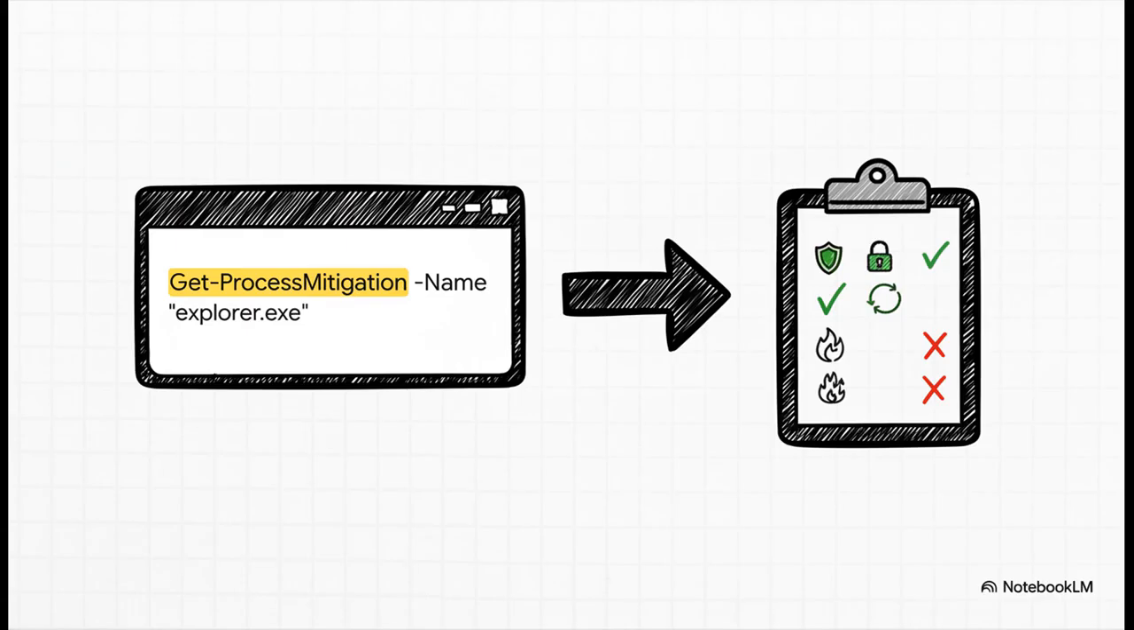And using it is incredibly simple. You just run Get-ProcessMitigation -Name explorer.exe, and boom, PowerShell gives you this super detailed report. You can instantly see if those crucial security mitigations are turned on or off for that process. It's an immediate security win.